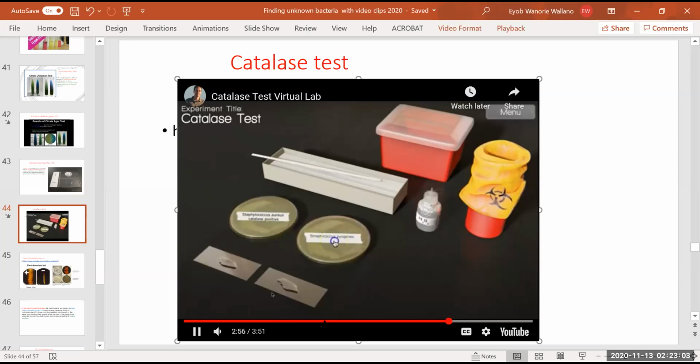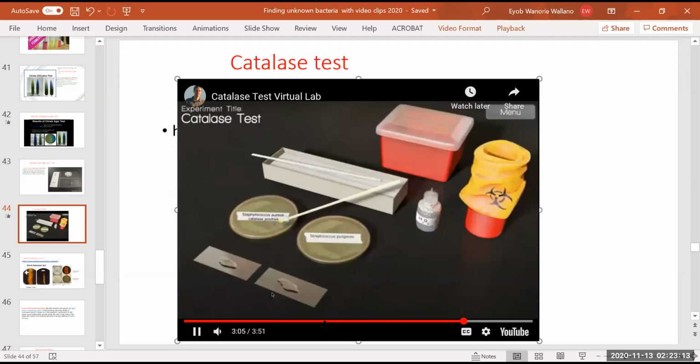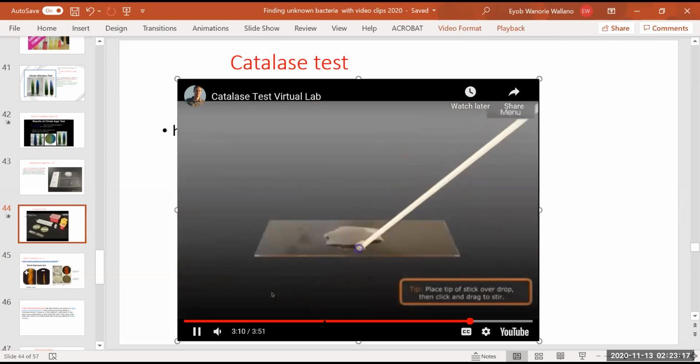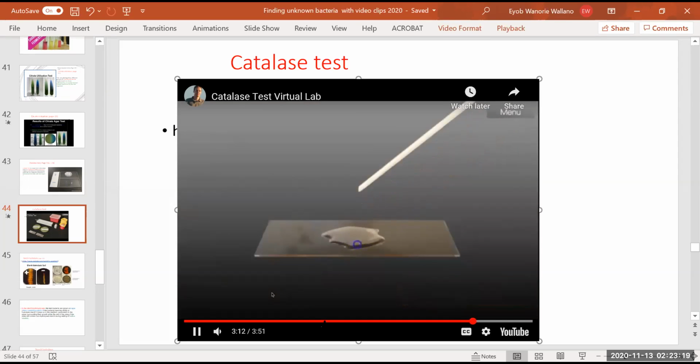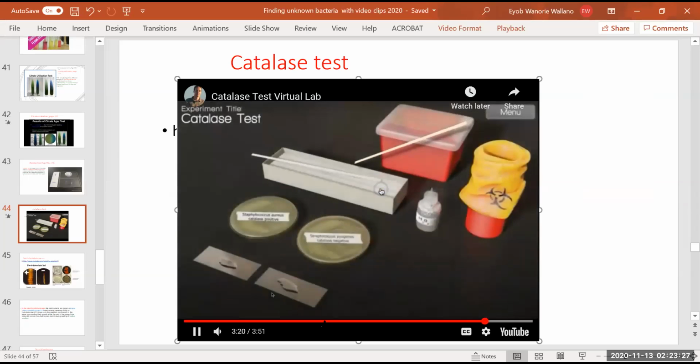Let's try Streptococcus pyogenes. Grab a stick, and we need to make sure we get an isolated colony. This one looks good. We'll swirl it around in the hydrogen peroxide, and no bubbles. That means it's negative. All right, so Streptococcus pyogenes is negative.